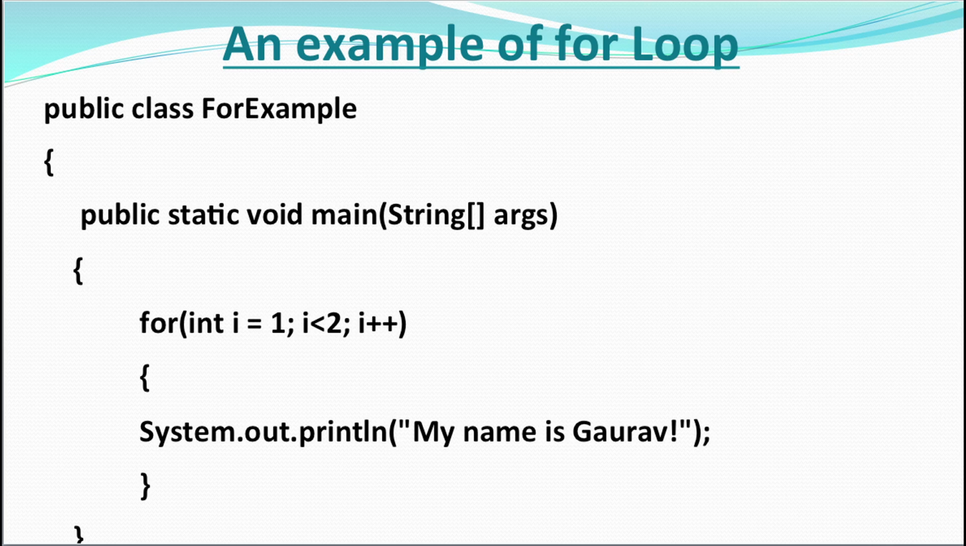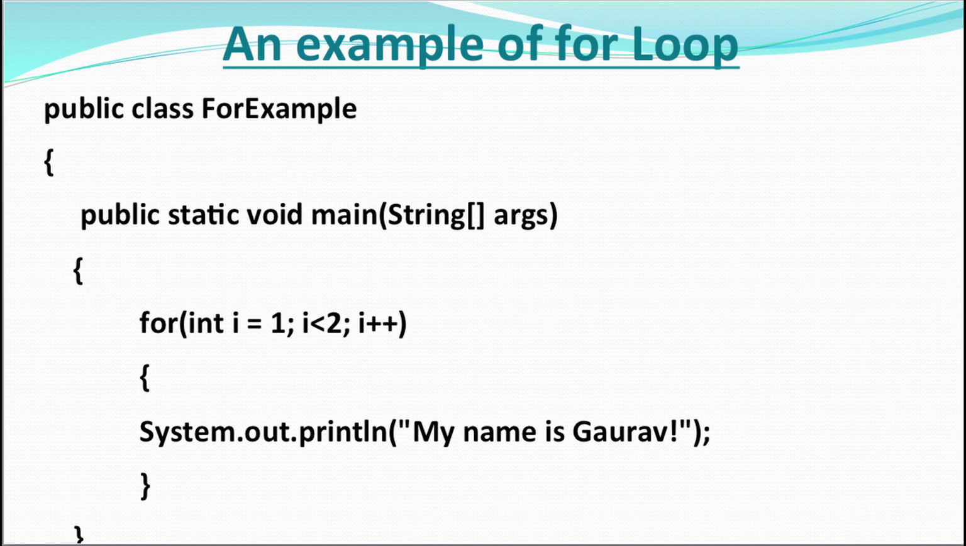First of all, this i will be given the value 1. After that, this particular block of code which is written just after that, System.out.println, and in parentheses we have written "My name is Gaurav." You can write anything over here: my name is Avinash, my name is Neha, my name is Pooja, whatever that is. This will show you how many times this will get executed, right?